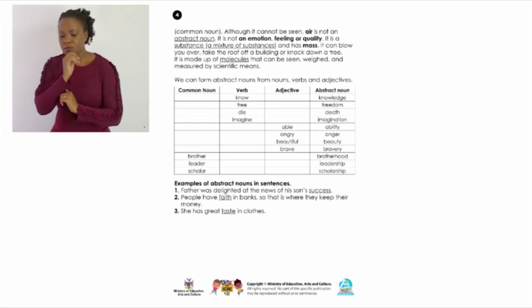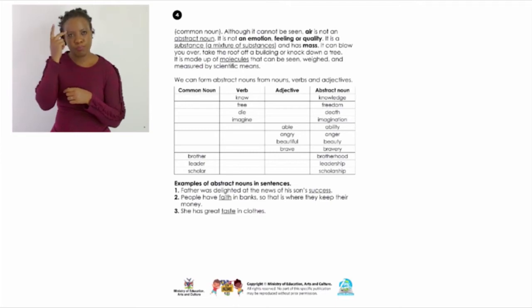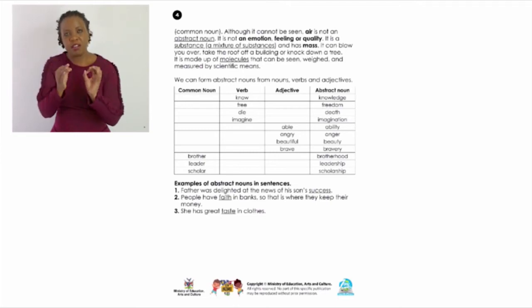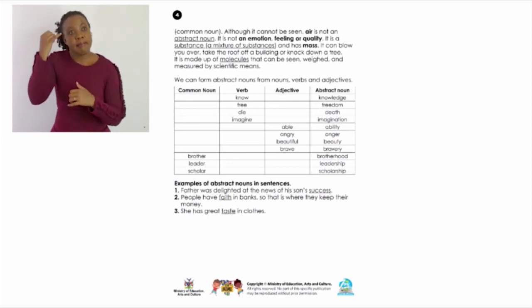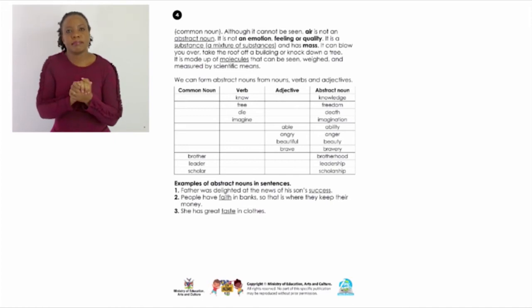Right. Last but not least is the verb. Let's see the abstract nouns formed from verbs. We have know, abstract noun is knowledge; free, freedom; die, death; and lastly, imagine, imagination is our abstract noun.